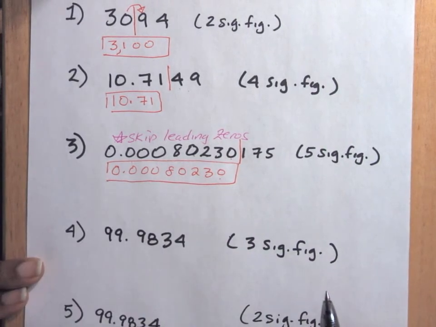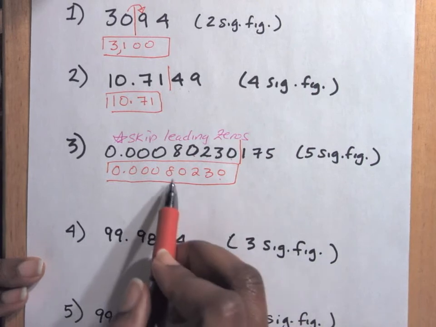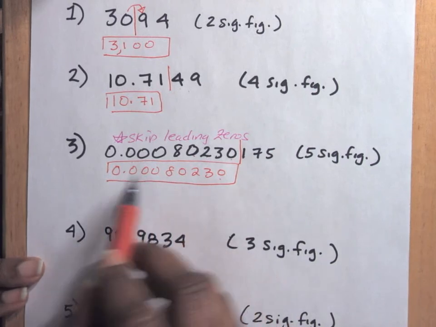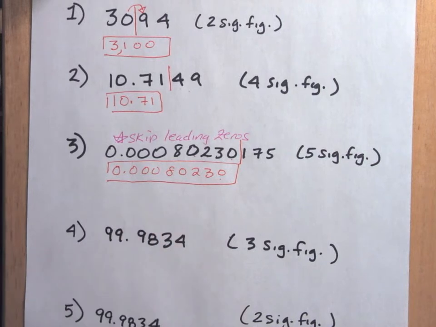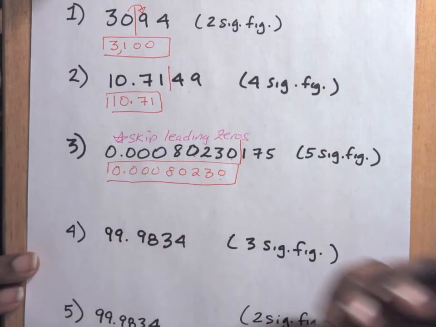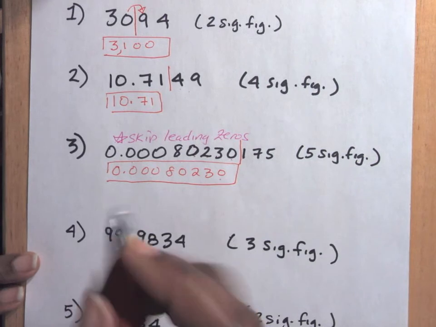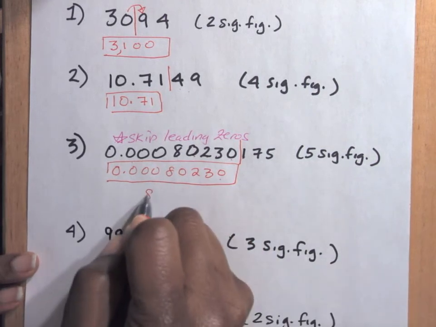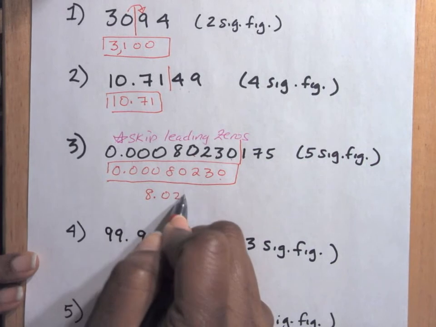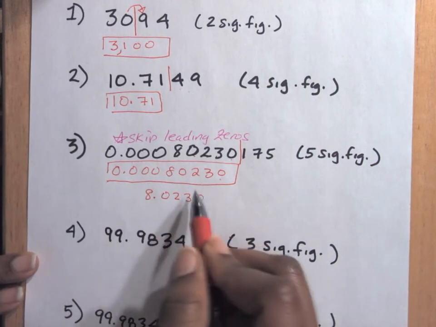Now in science, because scientists like to be efficient, oftentimes when you have a number that's really small or really large, we use scientific notation. So you could also report this in scientific notation. And if you were reporting this in scientific notation, you would do 8.0230. So all of the numbers come down.